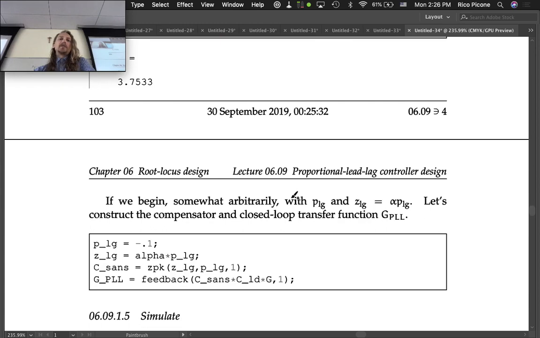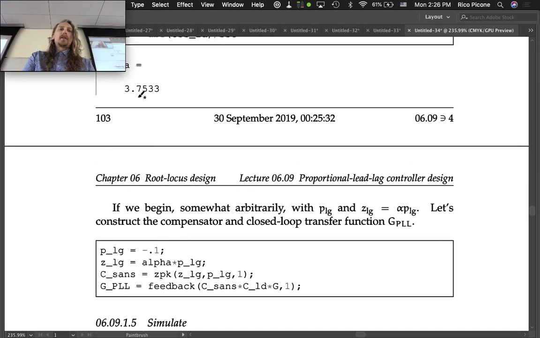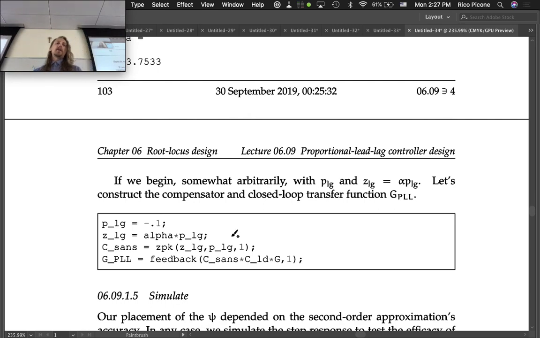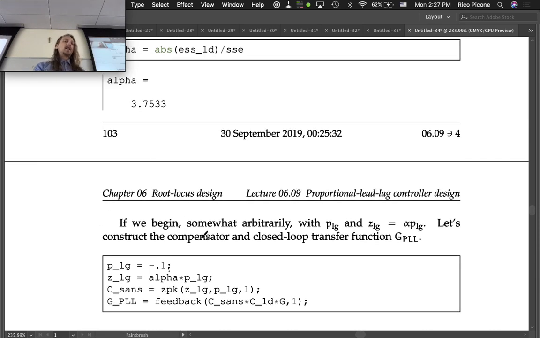And I choose somewhat arbitrarily my lag pole location to be at negative 0.1. Remember, the idea is to be close to the imaginary axis, but if you get too close, the steady state compensation takes a long time, right? So we put it close, but we don't put it too close. So negative 0.1, we could adjust that later if we choose. Then we want it to improve by a factor of alpha, 3.75. So we put the 0 then at alpha times the pole location, so alpha times further to the left, which in terms of the transient response is really pretty close, right? It's like instead of being at negative 0.1, it's at negative 0.375. So the pole and the 0 for the lag compensator are pretty close to each other. Great.